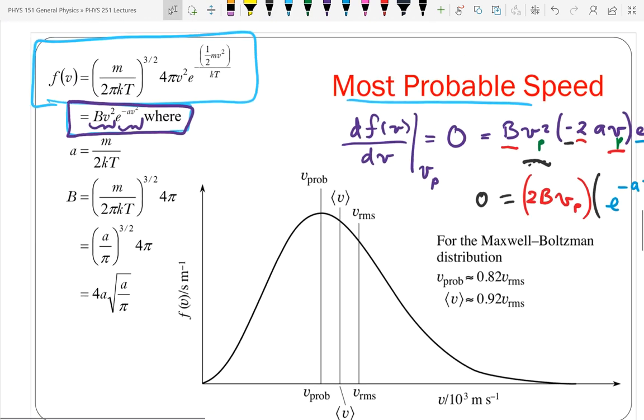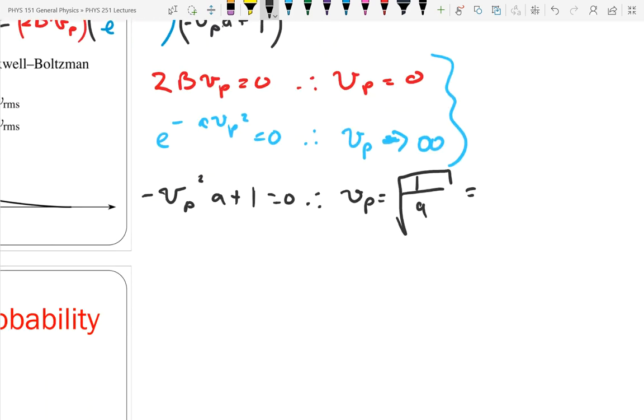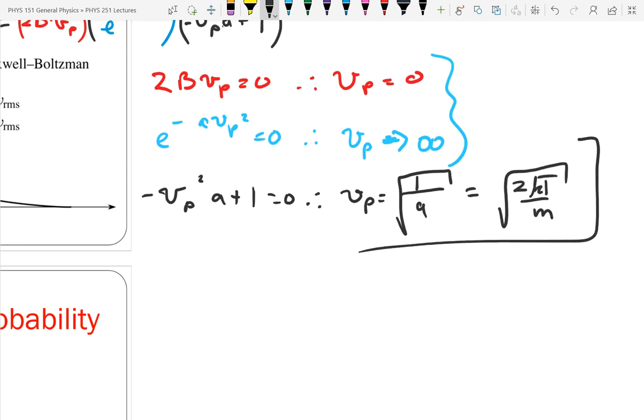So square root 1 over A, what is A equal to? A is equal to M over 2KT. So that's the only one that was new to us. The only one that actually is beneficial to us, that's the most probable speed. So that was really not that bad.